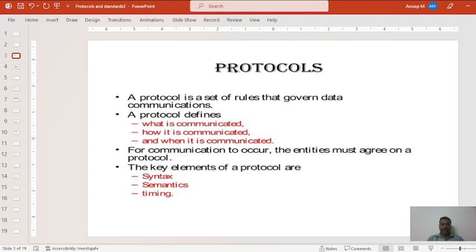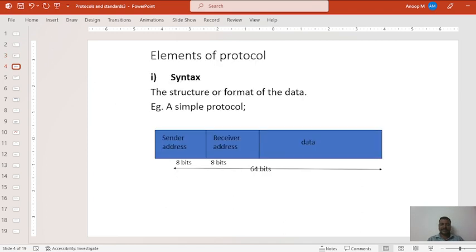So for communication to occur, the entities must agree on the protocol. If the protocol is not agreed upon, the data cannot be sent from one end to another end. So the key elements of a protocol include syntax, semantics as well as timing.